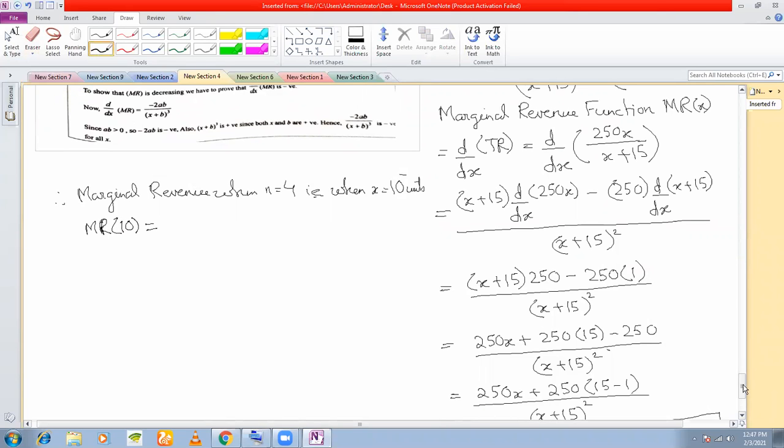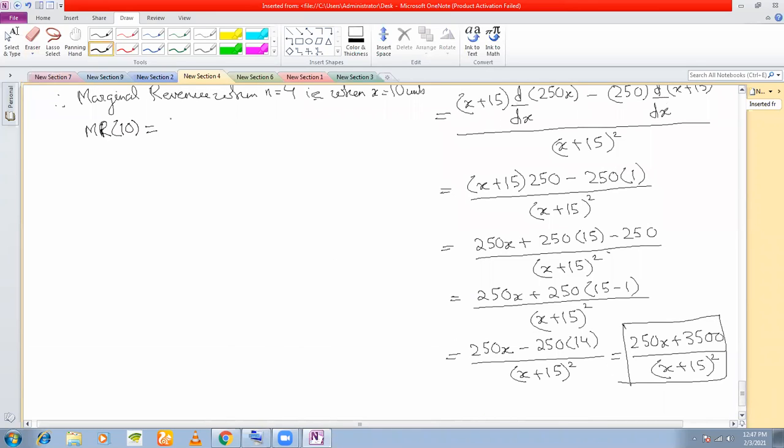Is equal to 250x, so 250 into 10 plus 3,500 divided by 10 plus 15 square. So this is 2,500 plus 3,500, which will give you 6,000 divided by 35 square, meaning 35 into 35.